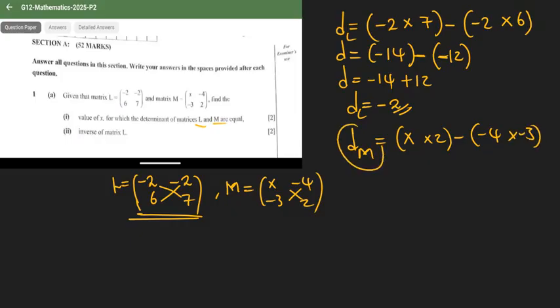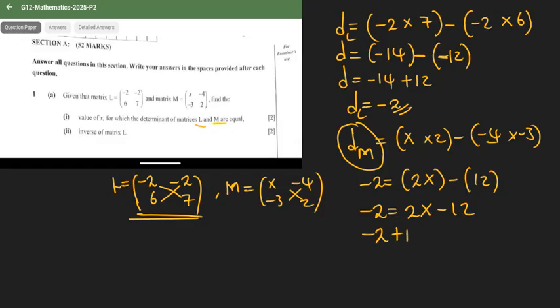So we get the determinant of M, we put it there, so it's going to be what? Negative 2. Then this is going to be negative 4 multiplied by negative 3 is positive 12. Then we solve for x. We have solved x. Simple. Okay.